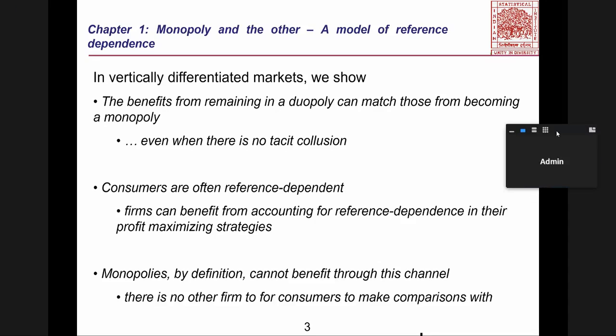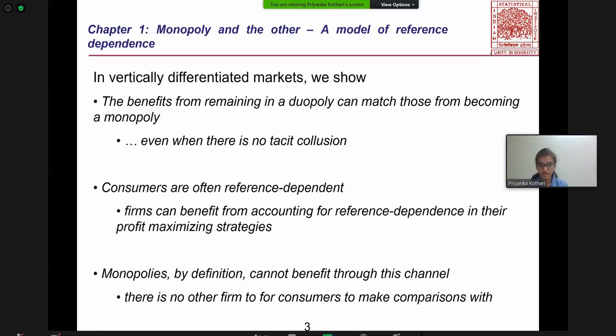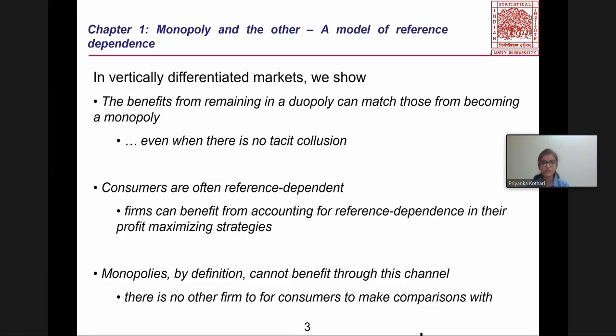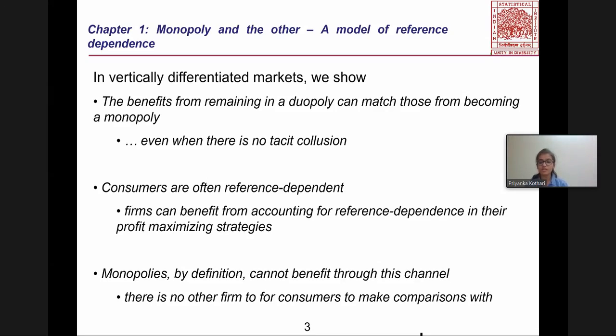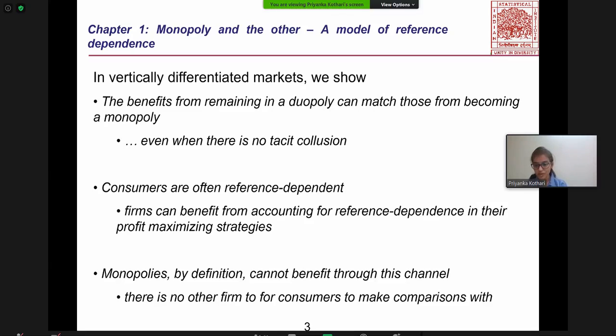We see that consumers are often reference dependent, so they tend to compare the products that are available. So we ask a simple question: can firms benefit from accounting for such preferences of consumers, such that when they compare products, they experience a kind of loss and don't consume the better product out there? Monopolies cannot benefit through this channel of consumer behavior because there are no other firms for the consumer to compare with and feel a sense of loss.